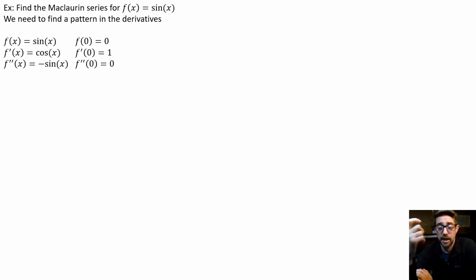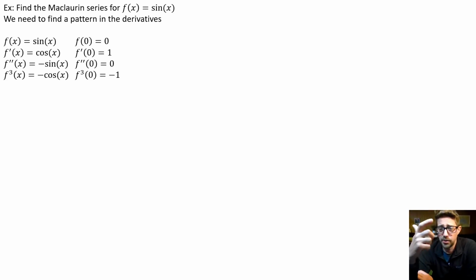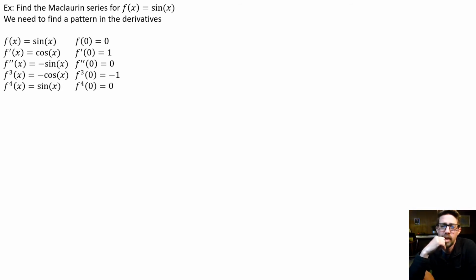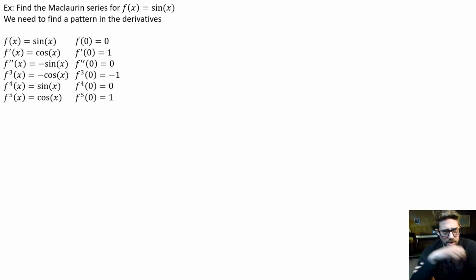f triple prime is going to be negative cosine, so f triple prime of 0 is negative cosine of 0, which is negative 1. Now notice what's about to happen. The 4th derivative, the derivative of negative cosine, is sine, so this is cyclical. Now we're back at the top. So f4 is sine, and f4 of 0 is 0 again. Let's go one more, just so you believe me. f5 is cosine, which means f5 of 0 is cosine of 0, which is 1. Again, we're just back to where we started. So you can see it's going to be 0, 1, 0, negative 1, 0, 1, 0, negative 1, 0, 1, 0, negative 1.